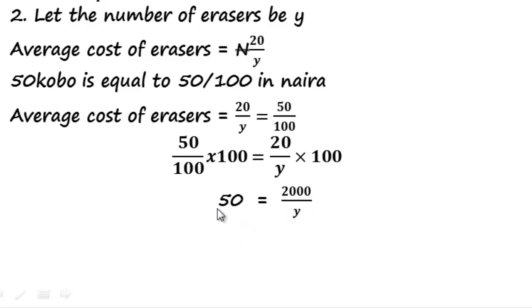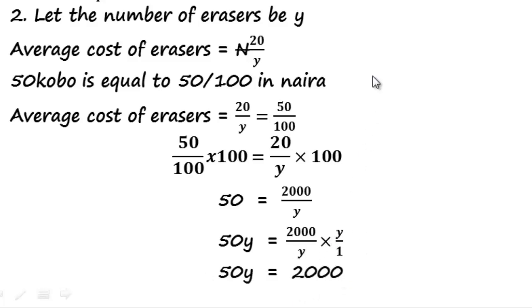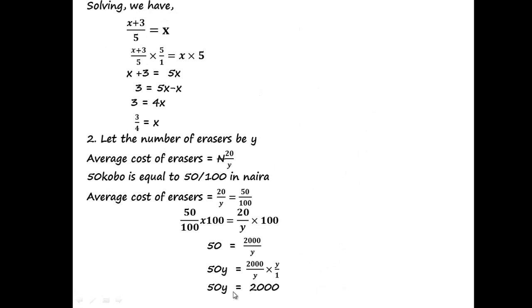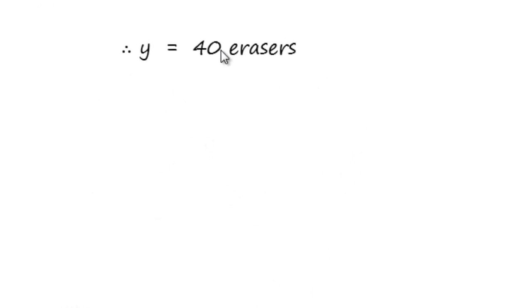Then you can cross multiply to find y, which gives 50 times y equals 2000, because you multiply both sides by y. So when you multiply both sides by y, you get 50y equals 2000 divided by y times y, where y cancels y, leaving 50y equals 2000. Then you can find y by dividing both sides by 50, which is 2000 divided by 50, which is 40. That is, the number of erasers is 40 pieces.